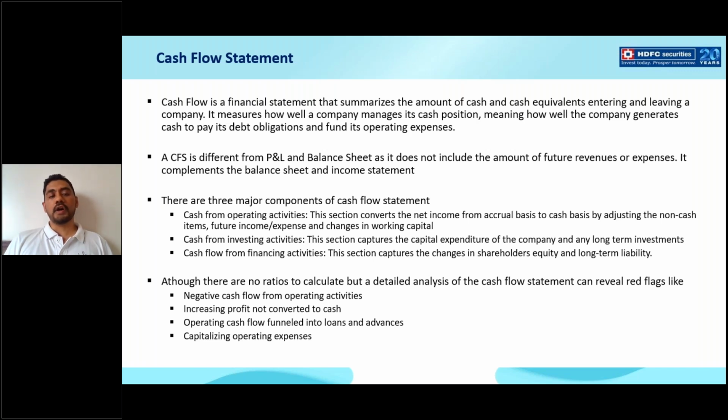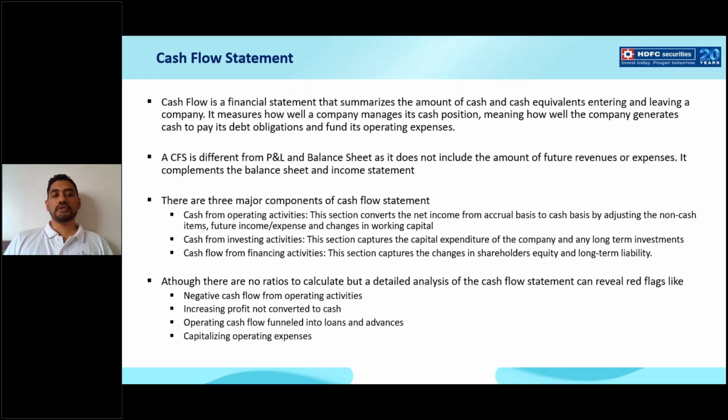Nowadays, most companies follow the accrual method of accounting, in which once a product is sold, the revenue is booked. But in a cash flow statement, the revenue is booked only when the cash is received for the sale. So in that sense, it is different from the P&L and balance sheet because it only considers those items where there is incoming cash or outgoing cash. So any future expenses of the company which are yet to be paid are not included in the cash flow statement.